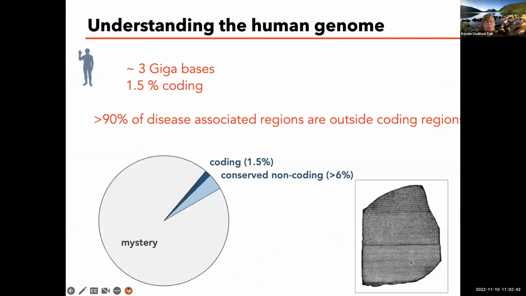So as you all know, the human genome consists of roughly 3 gigabases of sequence, and only 1 to 1.5% is coding. It's been known for quite some time that a larger chunk of the genome is functional, but it's not been easy to mark up all the functional elements in the genome. We also know that 90% of disease-associated regions are outside coding regions, which means that we really need to understand these regions better to understand human disease.